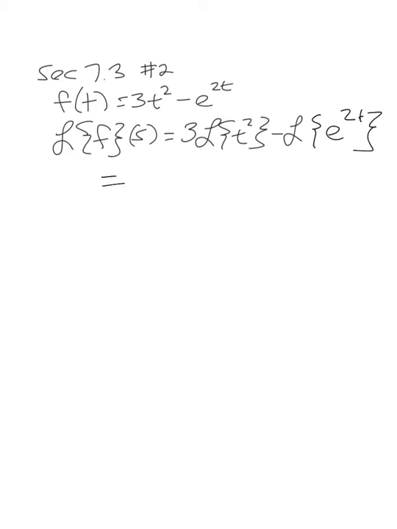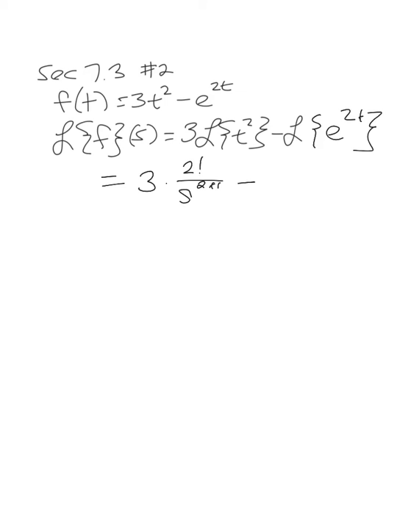So now this is pretty straightforward. We could just use the tables that we have and the derivations that we did a couple weeks ago, which was like last century, on deriving the Laplace transforms of the exponential functions and the polynomials. So we've got 3 times, for the polynomial for the t squared, we get 2 factorial over s to the 2 plus 1.